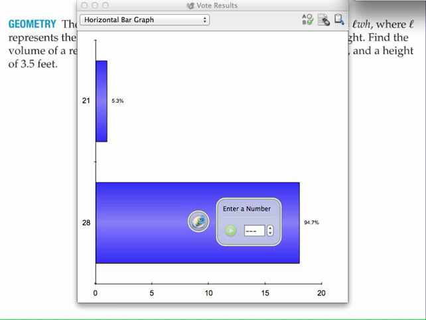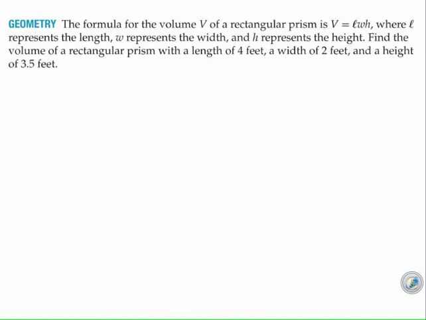Okay, so up here on the board, you notice that the answer was 28. Nice job. All you do is take 4 times 2 times 3.5.